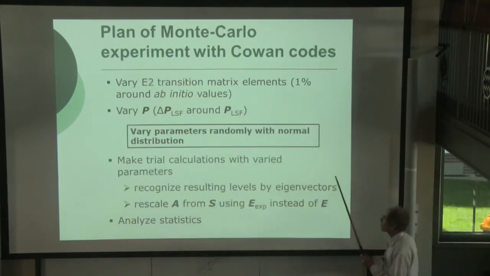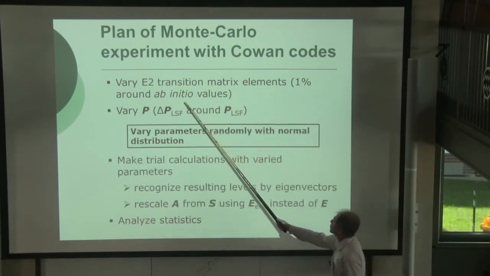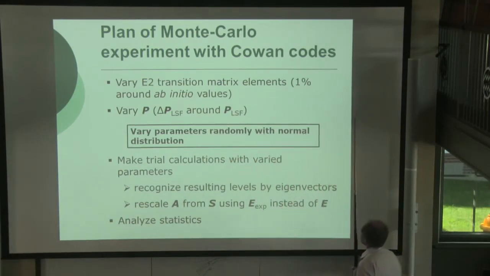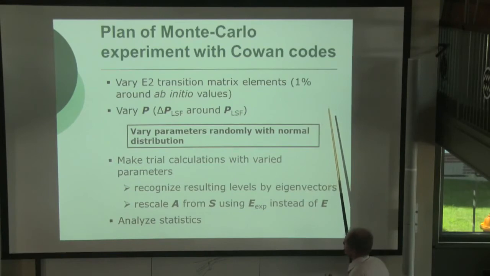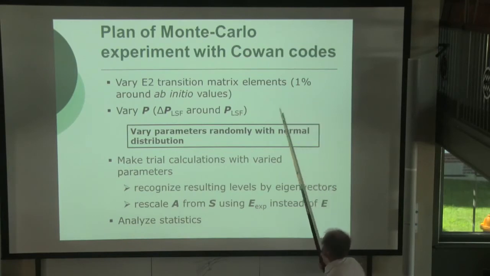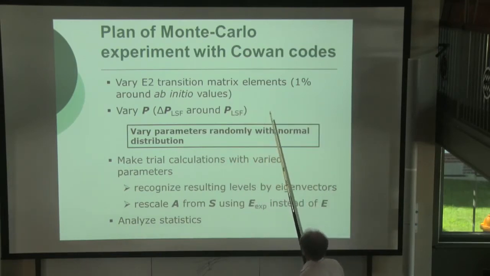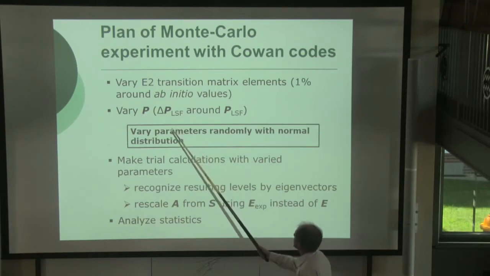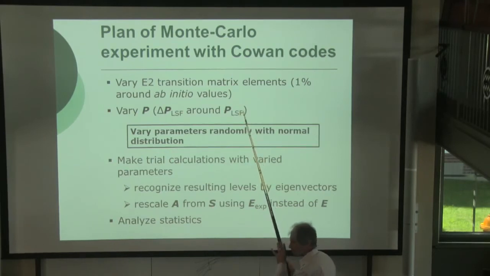So I started with varying only these E2 transition matrix elements, arbitrarily choosing the limit for this variation at 1%. Nobody knows what the accuracy actually is. Some people argue that it may be 20%, but I wanted to see the sensitivity, how different transitions behave at this very small variation of this crucial parameter for electric quadrupole transitions. And the next step would be to vary all the Slater parameters, each of them around its different error bar.